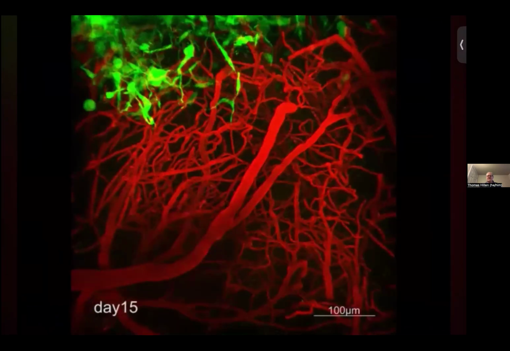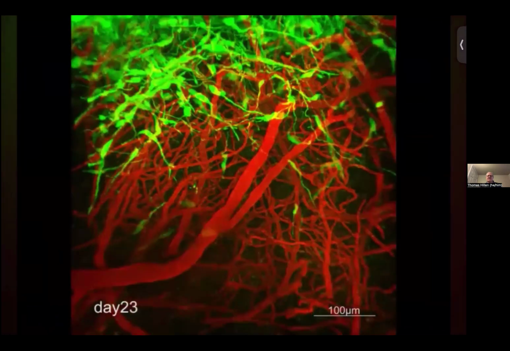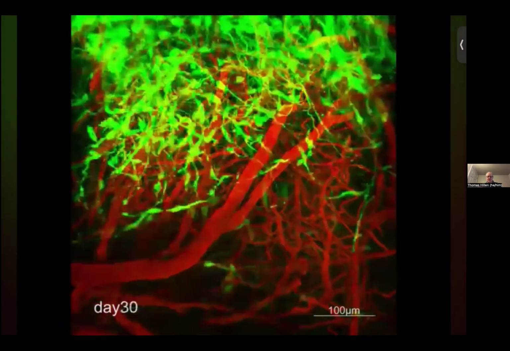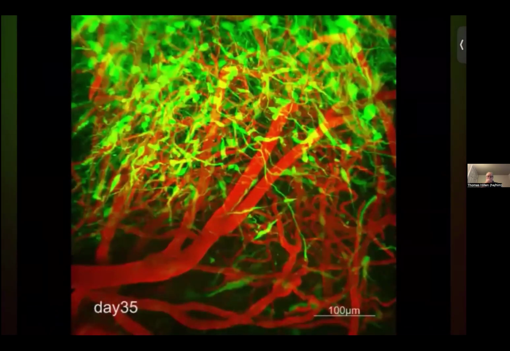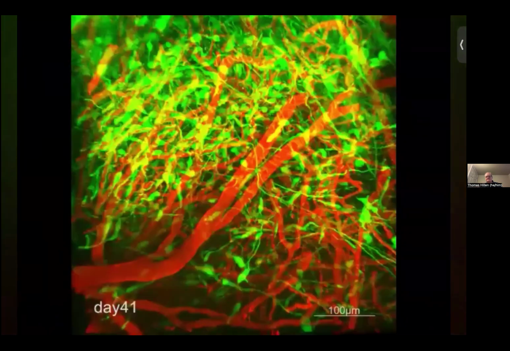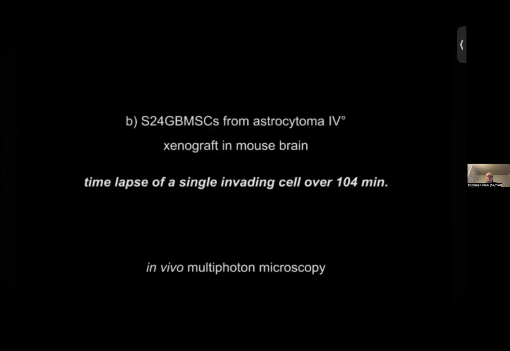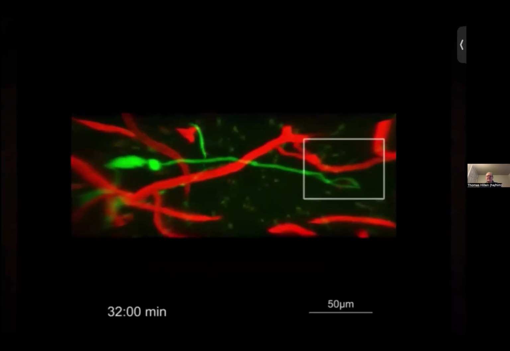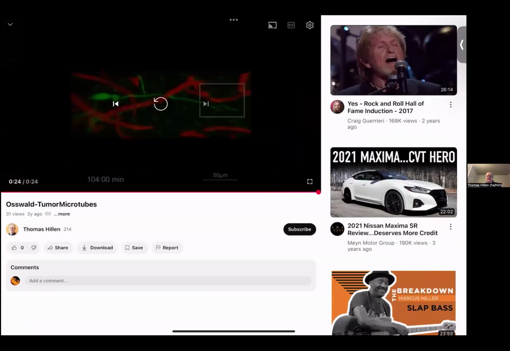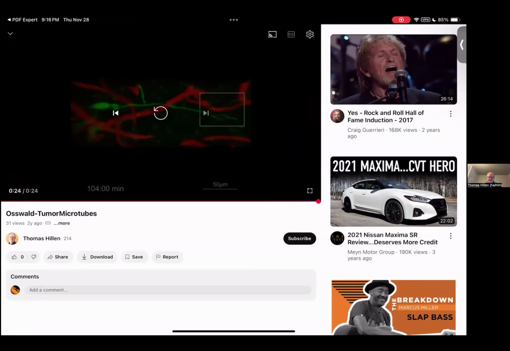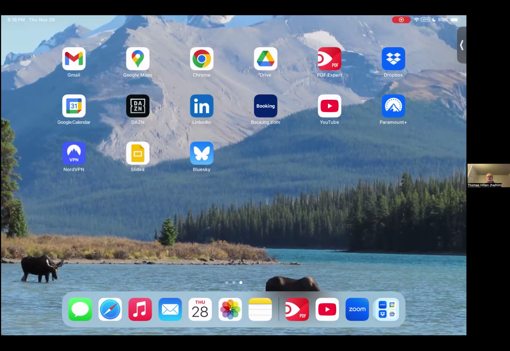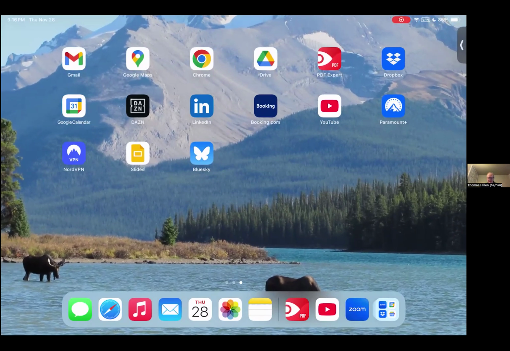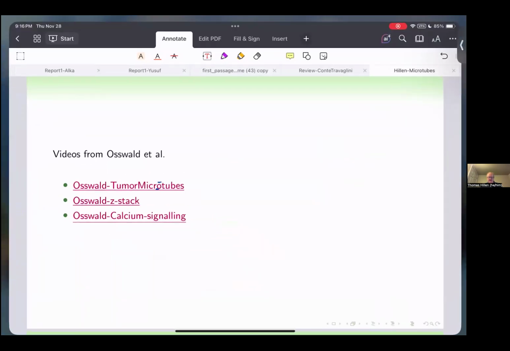So first of all, you see the cancer invading from top to bottom using this microtube method. And then in the second part of the video, you see individual microtubes moving. And they are really, really long, right? You see the cell is far away. So that's the process. And then they form a network. They form a network of cancer.